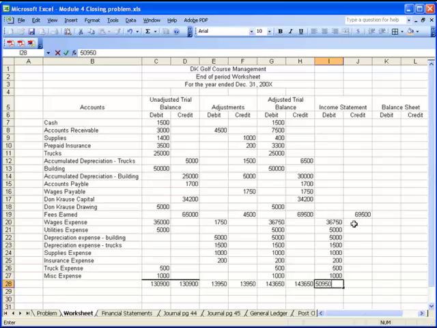And our total credits is easy. That's just one account, $69,500. And if we look at this, our credit column represents all of our revenue. That makes sense. Our revenue accounts have a normal balance of credit. And so our revenue is $69,500.